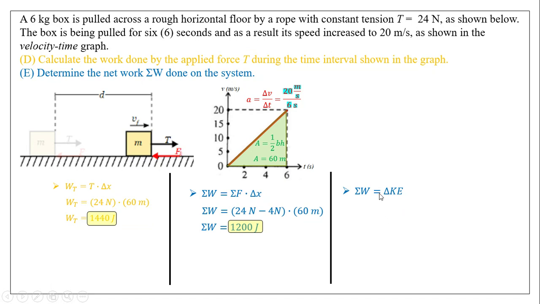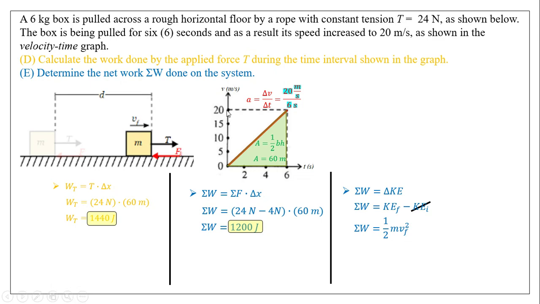So the net work is the change in kinetic energy. Here, I can break up Kf minus Ki. I want to cancel Ki out because the graph says that the object starts at rest, because the graph starts at 0. Other than that, I'm just going to break up Kf into 1/2 mvf squared. Well, I know what m is. M is 6, given. And then Vf here is going to be 20 from the graph.